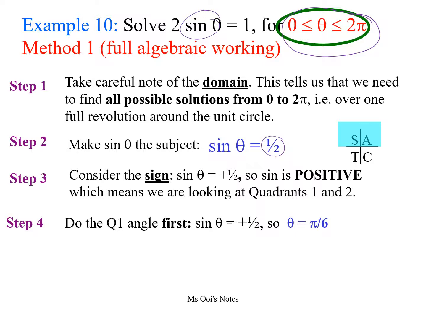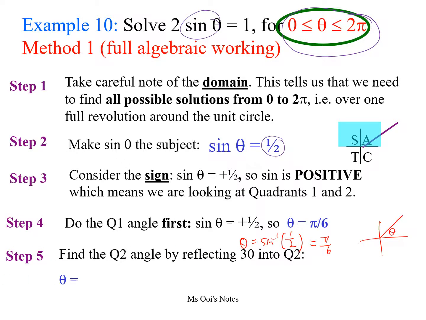Step number 4, do the quadrant 1 angle first. Sine theta equal to half, theta is equal to pi on 6. So theta is basically the inverse sine of the given ratio, which is half. And you need to know your exact value here. Inverse sine of half is pi over 6. Okay, so we can draw that little diagram. So that angle theta is pi over 6 here. Step number 5, find the quadrant 2 angle by reflecting 30 into Q2.